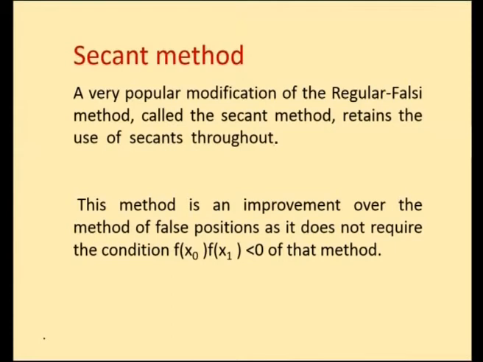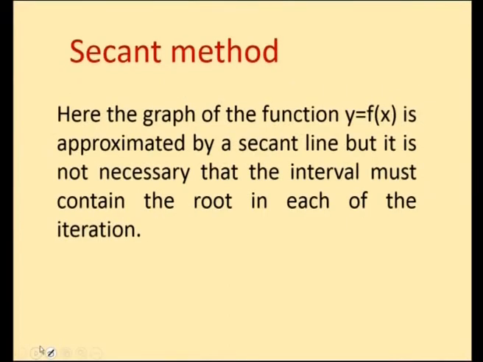The secant method is a very popular modification of the regula-falsi method, which retains the use of secants throughout. This method is an improvement over the method of false position as it does not require the condition f of x0 into f of x1 to be less than 0. The graph of the function y is equal to f of x is approximated by a secant line, but it is not necessary that the interval must contain the root in each of the iterations.